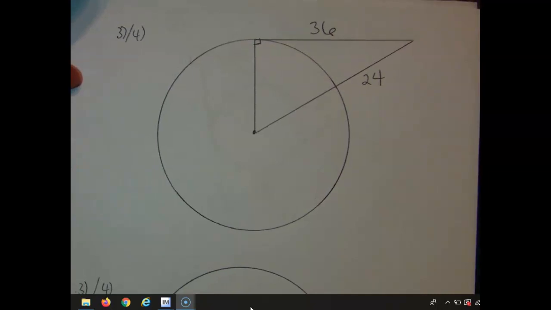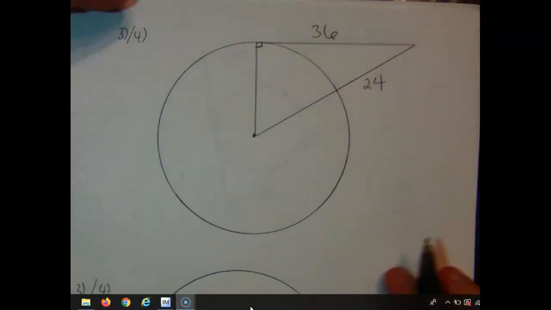Alright, now let's look at number 3 and 4. Now this should be familiar to some of you. We actually did a problem like this if you're in Mouché's classes. We did this earlier on. Anybody that has not gotten to this part, it's really not that bad. You have to use the Pythagorean theorem in order to solve it.